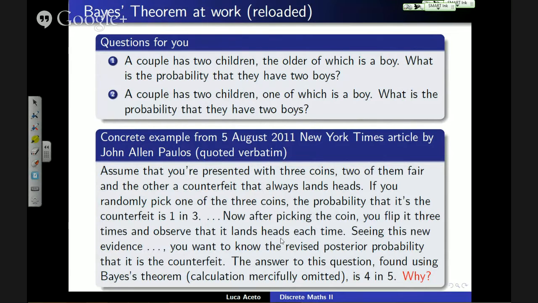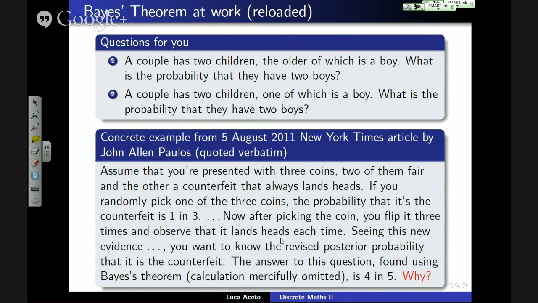What is the setting? The setting is that you have three coins now. Two of them are fair, and one is counterfeit. The counterfeit coin is such that if you throw it, it always lands heads. Oh, it's a coin with two heads, essentially. Now, you pick a coin, you don't look at it, and you flip it 3 times. And it lands heads each time.